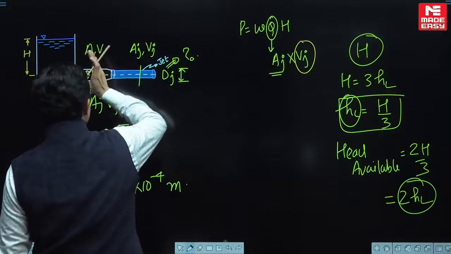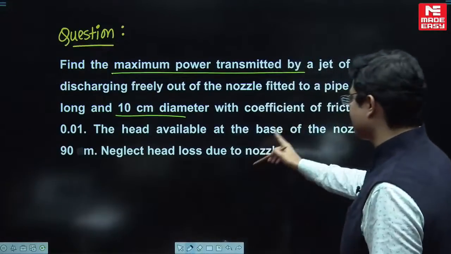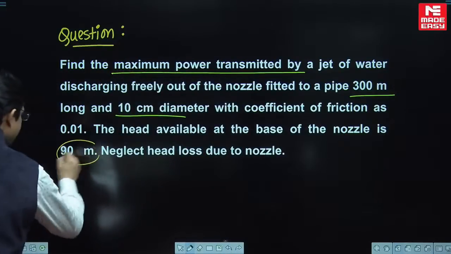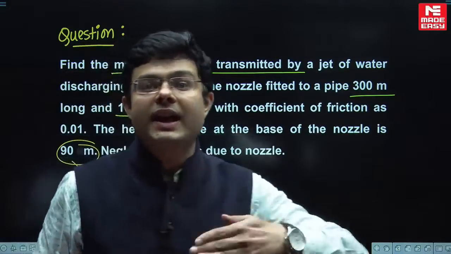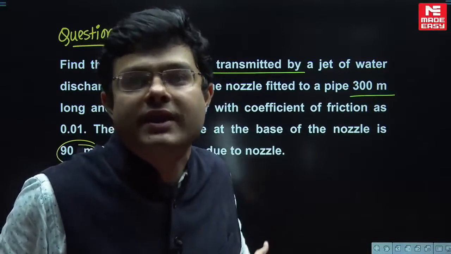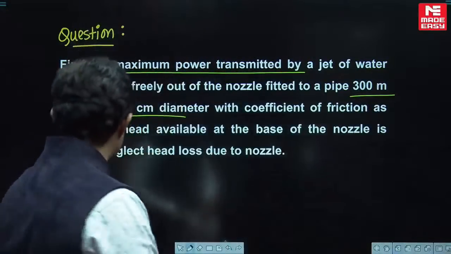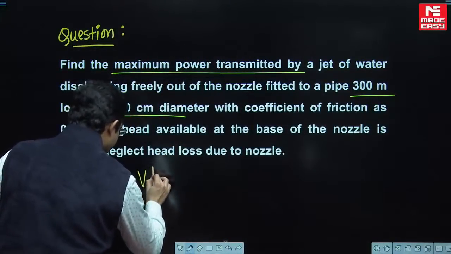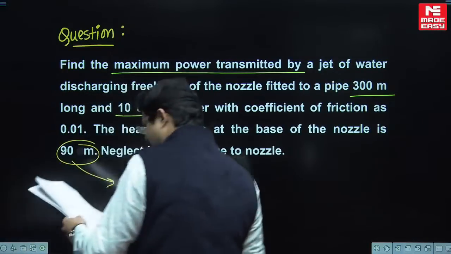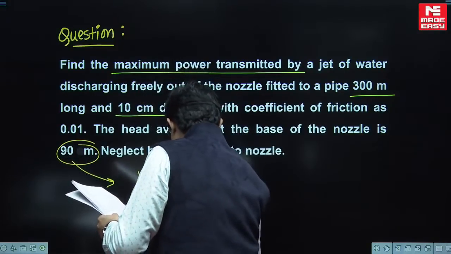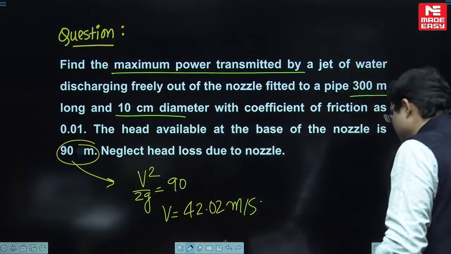See, the head available at the nozzle is 90 meter. I think it is given, yes, it is 90 meter. Whatever is the head available to the nozzle, there are no losses in the nozzle because it is not written in the question. So the complete head will get converted into kinetic energy. So V square by 2g is actually equal to 90. So from here you can find the velocity of the jet, which is 42.02 meter per second, and the question is over.